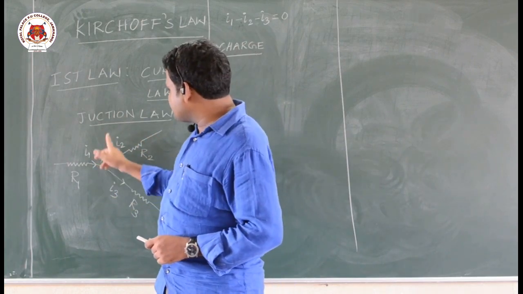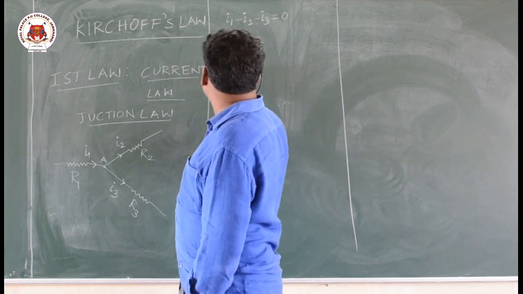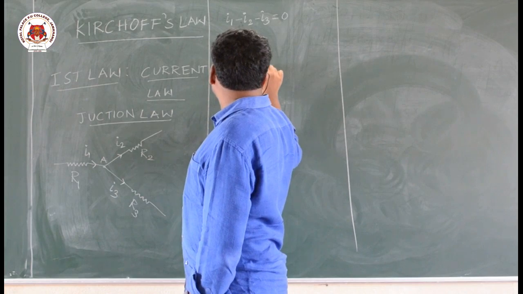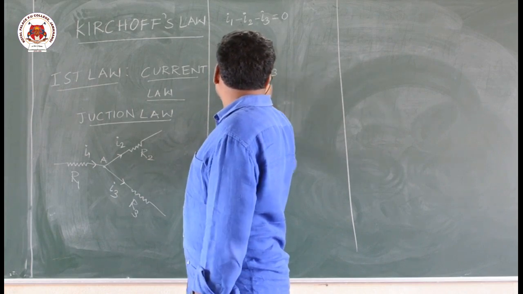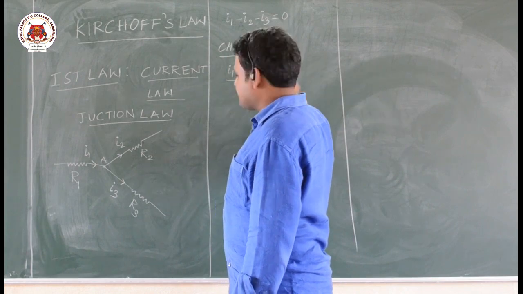So according to this law, I have to write I1 is equal to I2 plus I3. Current entering the junction, I1, is equal to I2 plus I3. This is the formula for Kirchhoff's first law.